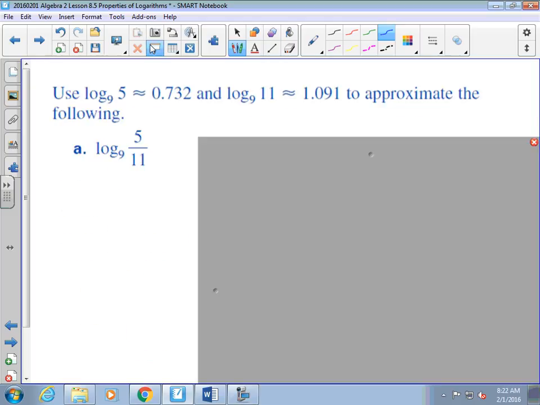On the back, let's do this one. Use these approximations that are in the directions. It says use log base 9 of 5 is approximately 0.732, and log base 9 of 11 is approximately 1.091, to approximate log base 9 of 5 over 11. Take about 1 minute on that.